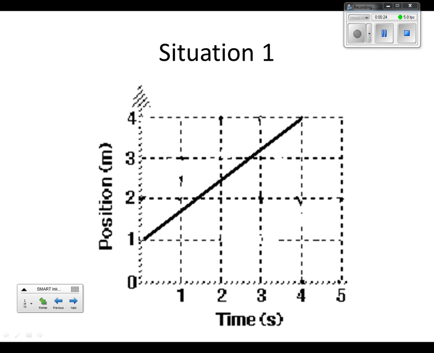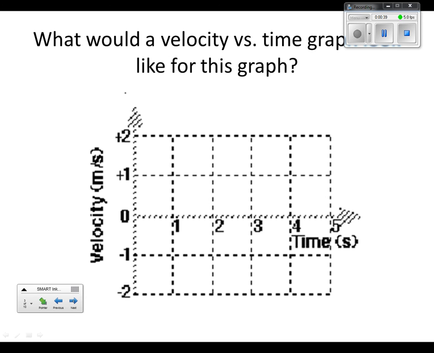All right, so here's our first situation here. What we're going to be working on this lesson is the objective where we can convert position versus time graphs to velocity versus time graphs and vice versa. So I'm going to teach you how to do position versus time graphs first. Okay, so you see the next slide here, we're going to go to the velocity versus time graph.